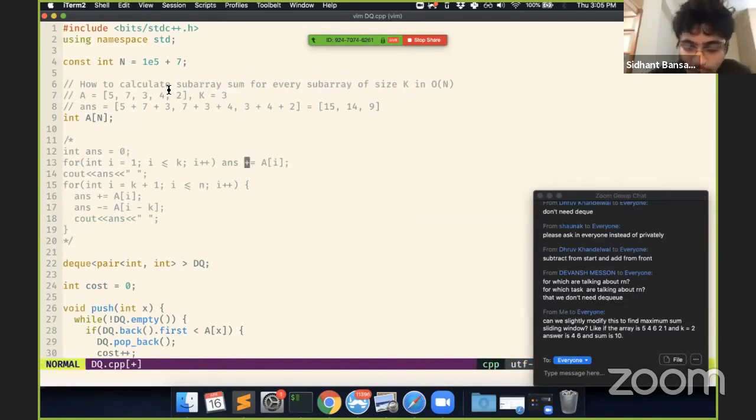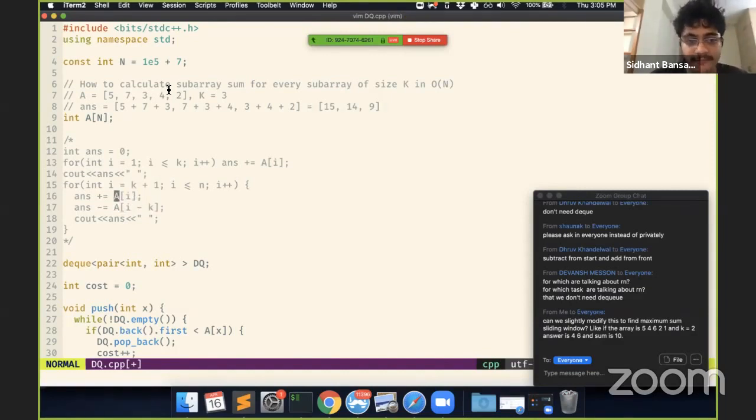I think a lot of people would have seen this before. You have an answer variable which first considers the sum of all the first k elements, and then whenever you add a new element, you insert it and you remove the contribution of the element from behind. So I'm removing the contribution of the element i minus k.